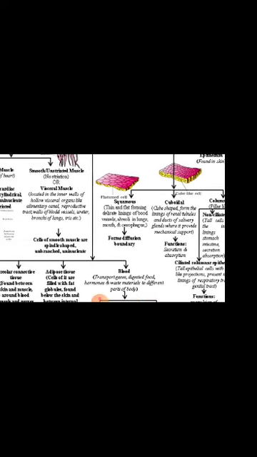Now when we talk about the columnar tissues, they are found in the linings of the stomach and intestine, and they help in secretion and absorption. Columnar tissues are non-ciliated and ciliated. Now what is cilia? Cilia is a structure that is found in the cells.